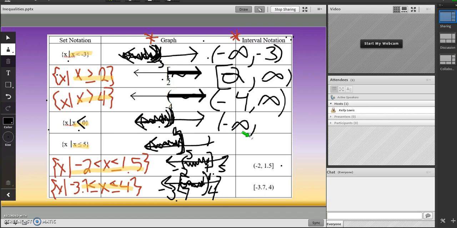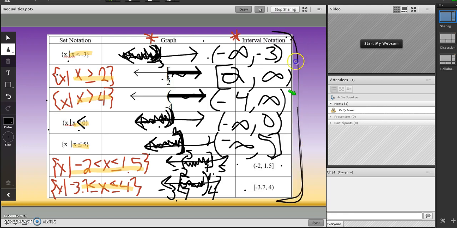Infinity, positive or negative, always has a parentheses, and then it's at 0, and that has a parentheses because it's not equal to. Here we're at 5. There's a bracket, and the smallest one is negative infinity. Okay, and these two are done. Getting used to interval notation is super difficult.